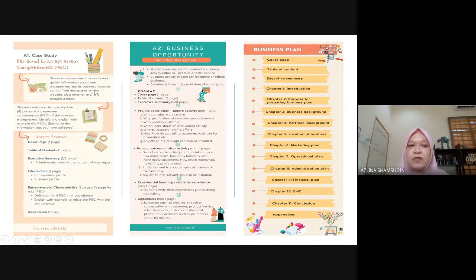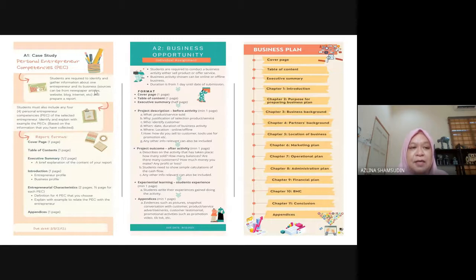So you have to choose one entrepreneur who does business. It can be anyone. Let's say you want to do your father: if your father is an entrepreneur, yes, you can do it, or you can do your friends or anyone famous. But I want the entrepreneur to be a local person. I don't want it to be international. So it must be a local person. Whether the entrepreneur is famous or not famous, it's okay.